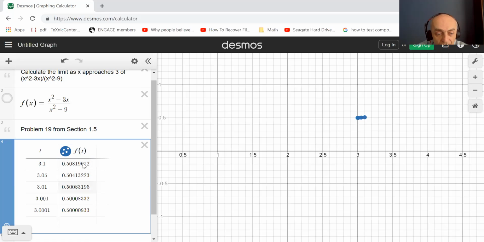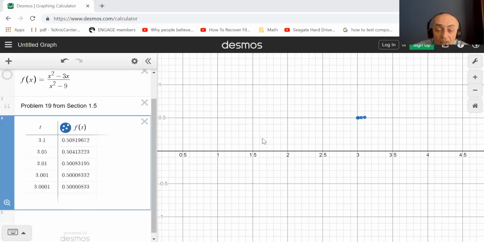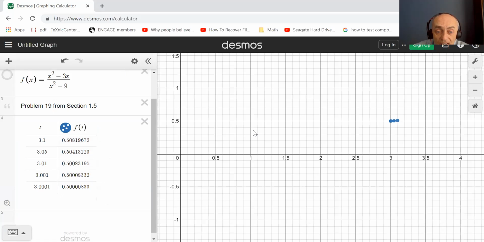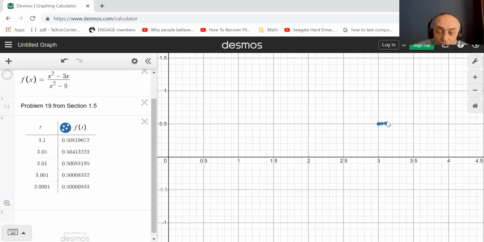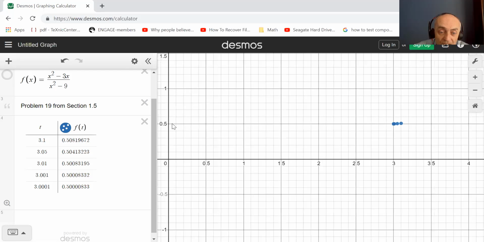So you can see that it's 0.5081, whatever, then 0.504, then 0.5008, then 0.50008, and so on. So it's really getting closer and closer to 0.5. So we can say that the limit is 0.5. Very good. It's kind of visible here on the graph. If you look at these points, the y value is really that 0.5. You can see my mouse on the screen.